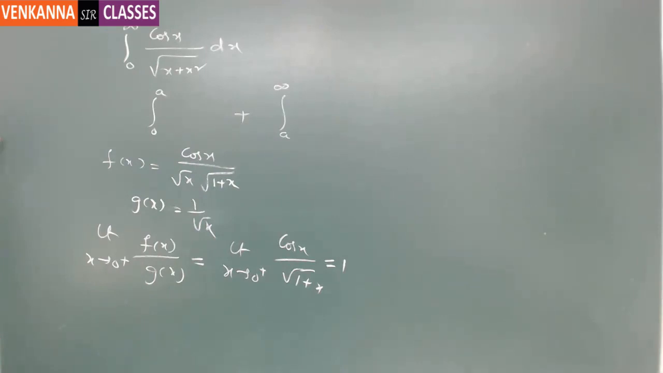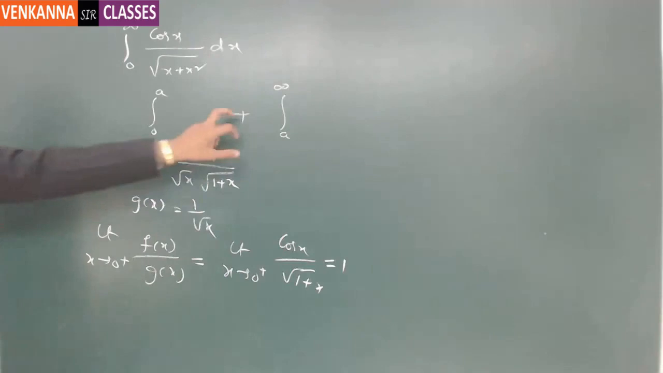By the limit comparison test, both integral 0 to a f of x and integral 0 to a g of x converge or diverge together. Since integral 0 to a g of x, which is integral 0 to a 1 by root x dx, is convergent by the comparison integral, f is also convergent. That we need to mention. Now let us go with the other case.